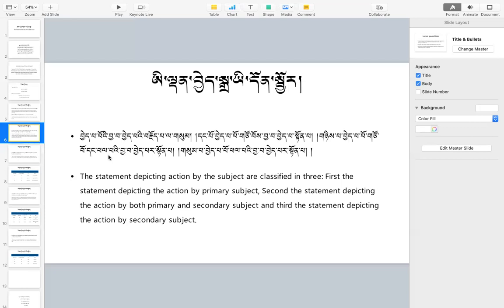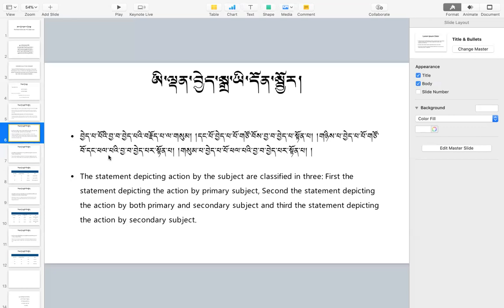So the statements depicting action by the subject are classified in three. First, the statement depicting the action by the primary subject. We already discussed this in previous classes. We discussed that the subjects are classified in two: the primary subject and the secondary subject. One of the factors that distinguishes the primary and the secondary subject is the intention of action, but this is only valid if the primary subject is animate or living. Otherwise, when it comes to an inanimate subject, we cannot talk about intention.